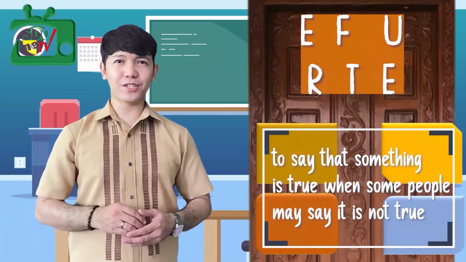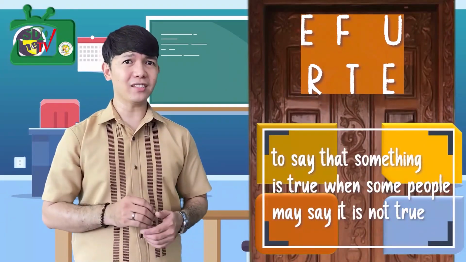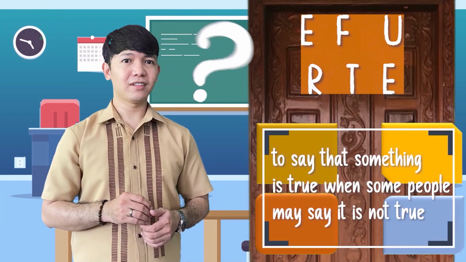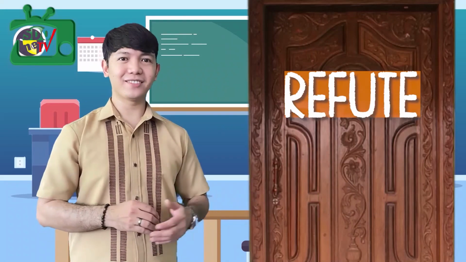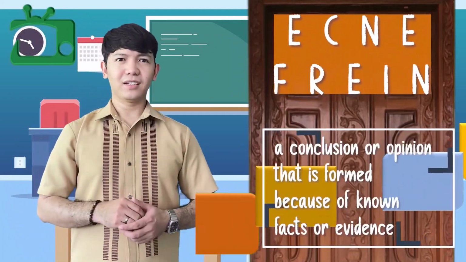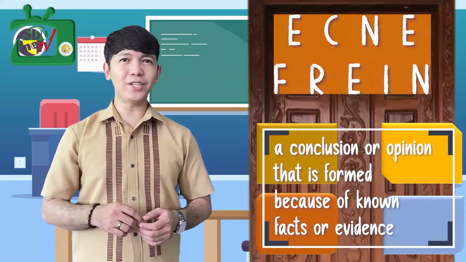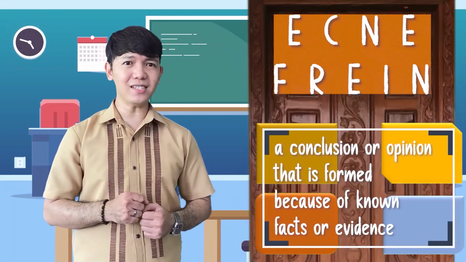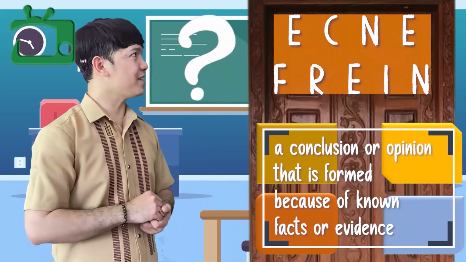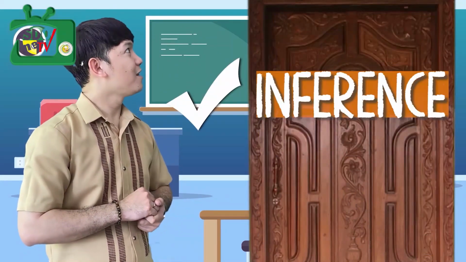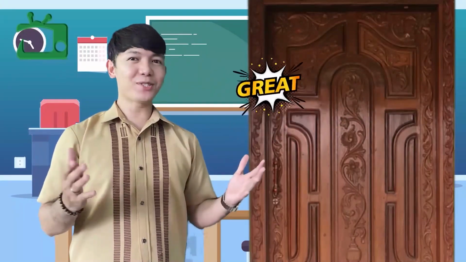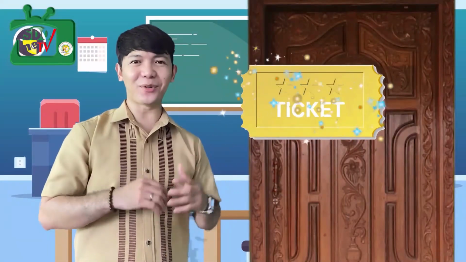To say that something is true when some people may say it's true or not? Correct. Refute. Oh, I guess this is the last jumbled letters. A conclusion or opinion that is formed because of known facts or evidence? Help me to rearrange these letters. Correct! Inference. Great job! We have solved the word problems. And now we have our ticket to enter the exciting world of English.